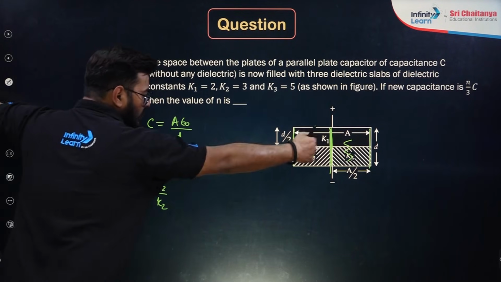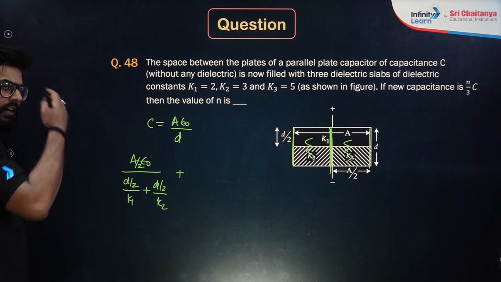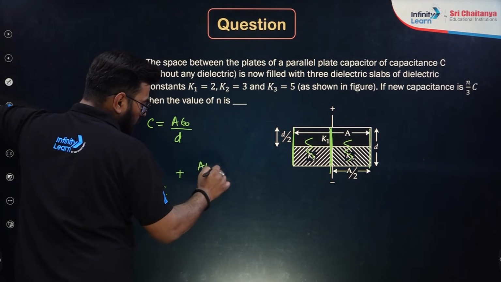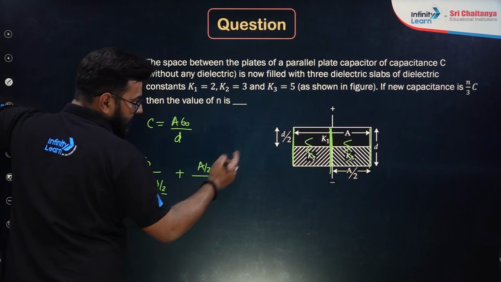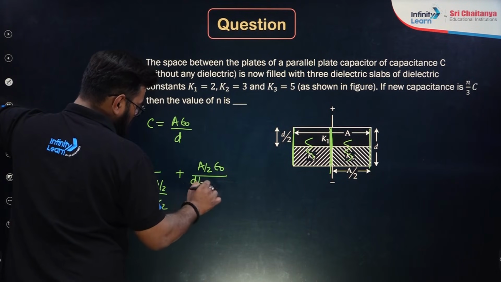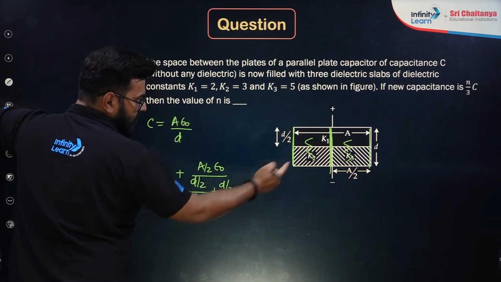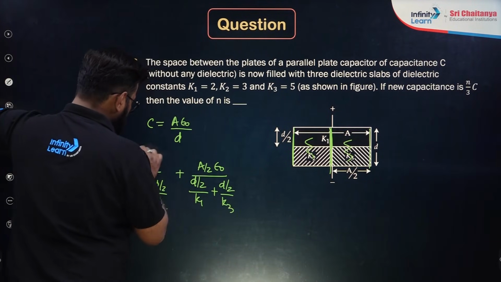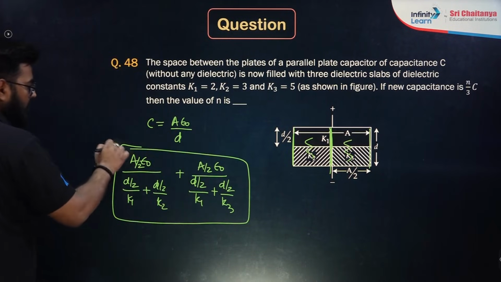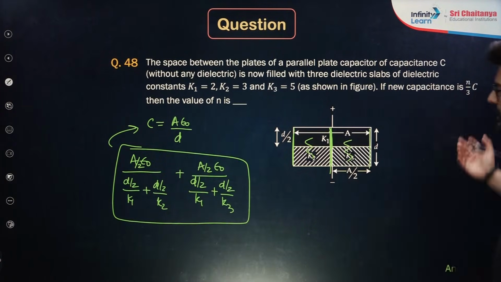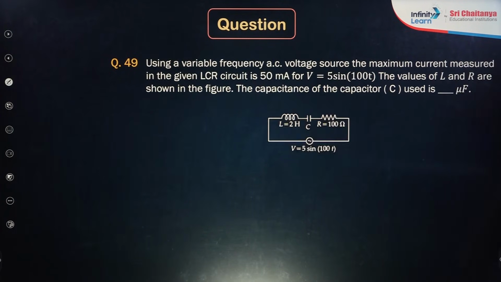Then they are both going to be in parallel. So in parallel you can directly add them, correct? Then it is going to be A by 2 epsilon naught divided by D by 2 upon K1 and D by 2 upon the value K3, correct? So this you will have to relate with this. The answer is going to be N by 3 times C, so you can find out the value of N. It is going to be 8. The answer is going to be 8.